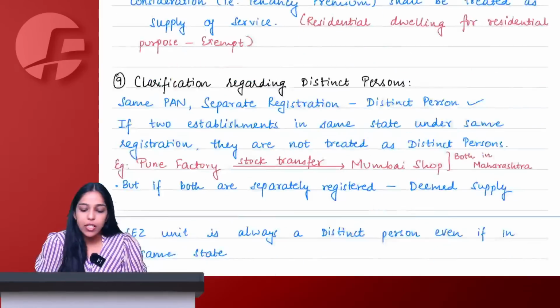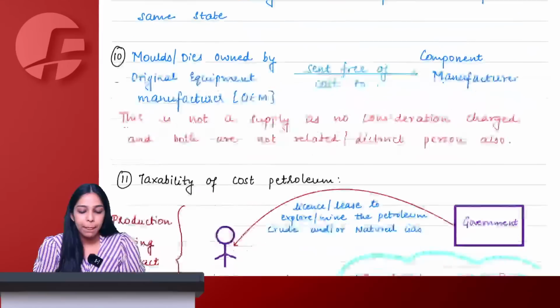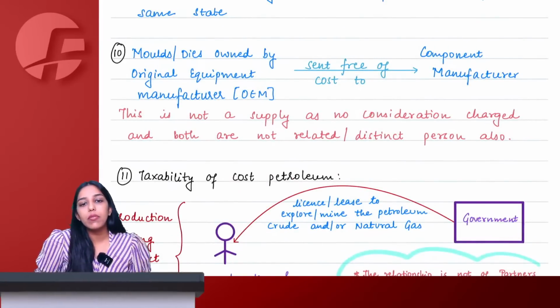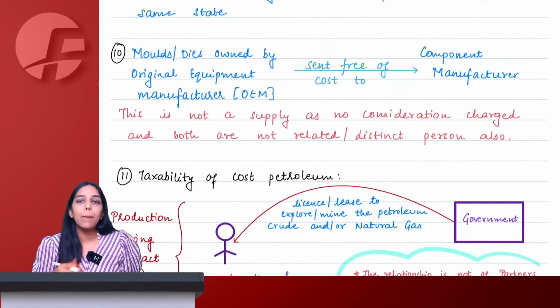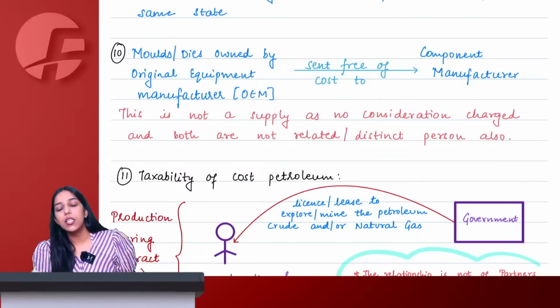Now, distinct person we have already covered along with the definition: same PAN, separate registration, distinct person. Then if you are an original equipment manufacturer giving any mold or dies or equipment to your component manufacturer free of cost, again free of cost, no consideration, no supply.